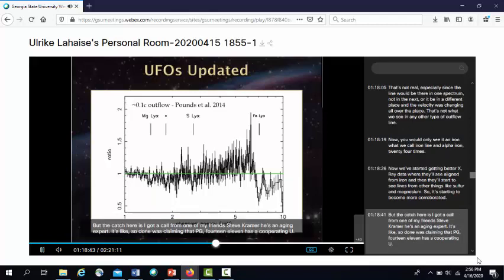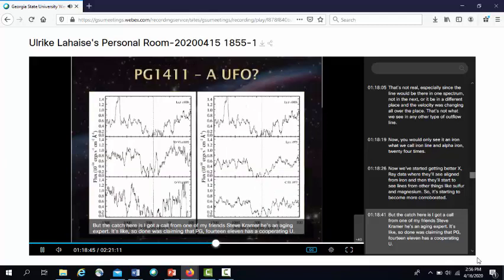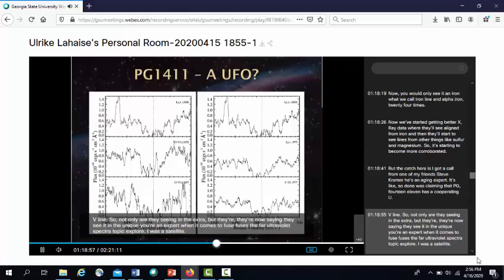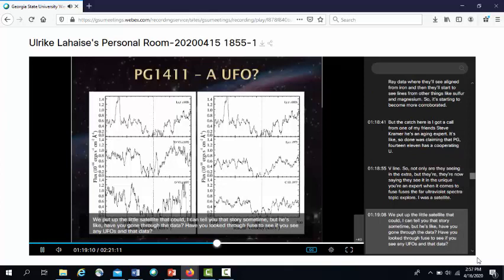But the catch here is I got a call from one of my friends, Steve Kraemer. He's an AGN expert. He's like, so Dunn, Tombesi was claiming that PG 1411 has a corroborating UV line. So not only are they seeing it in the X-ray, but they're now saying they see it in the UV. You're an expert when it comes to FUSE. FUSE was the Far Ultraviolet Spectroscopic Explorer. It was a satellite we put up. It was the little satellite that could.